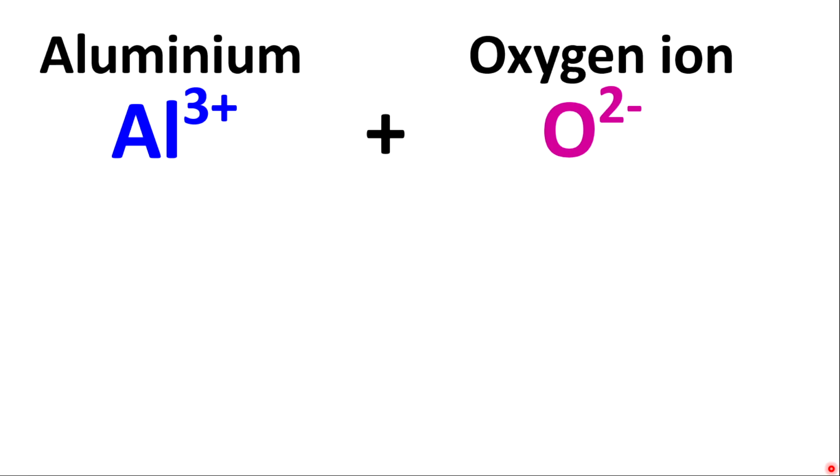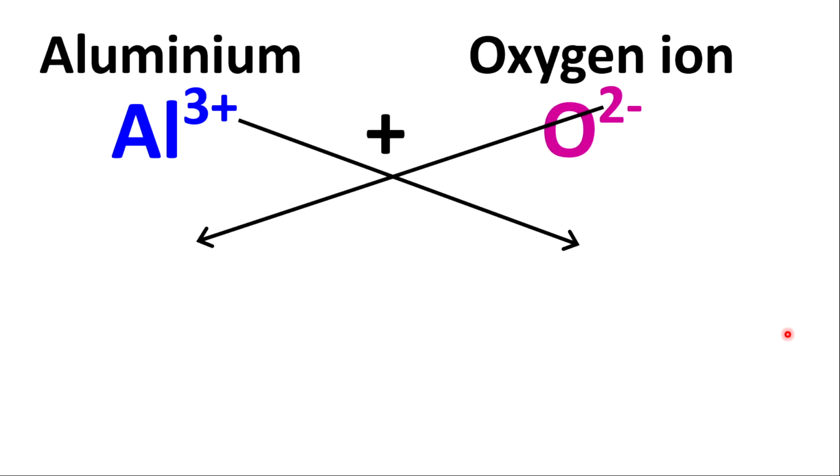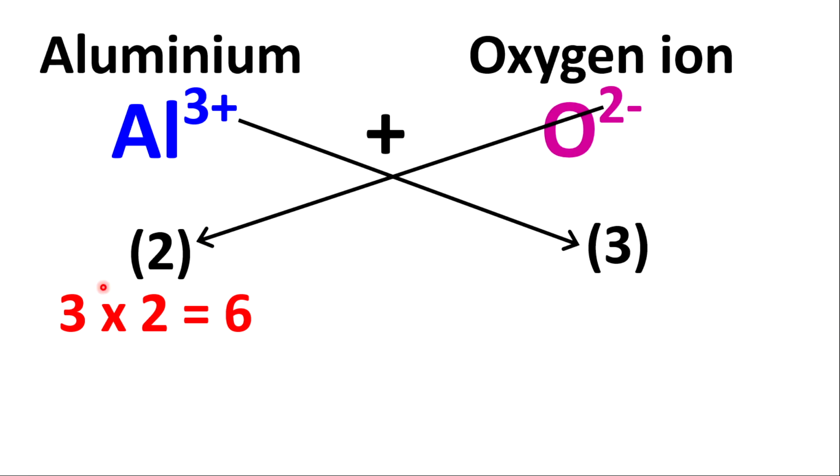Now assume you have worked it out. Let's jump into it. First step, the charges are different. You cross multiply. Multiply the aluminum by 2, the oxygen side by 3. Work it out mathematically. And on this side, you say 3 plus multiplied by 2 equals 6. On this side, negative 2 multiplied by 3 equals negative 6. Hence, positive 6 plus a negative 6 equals 0.